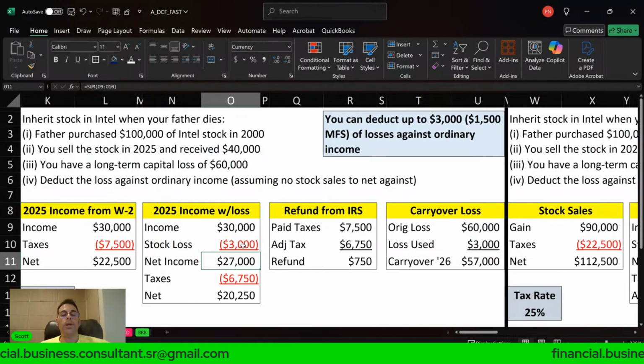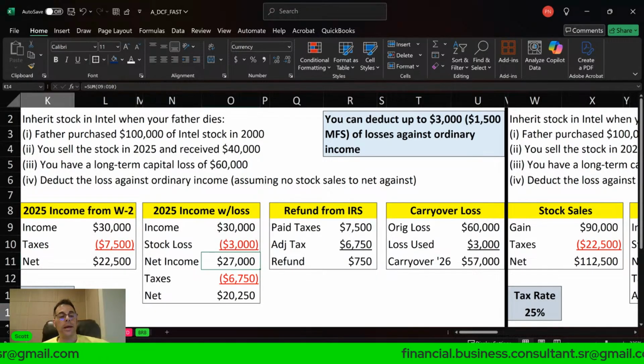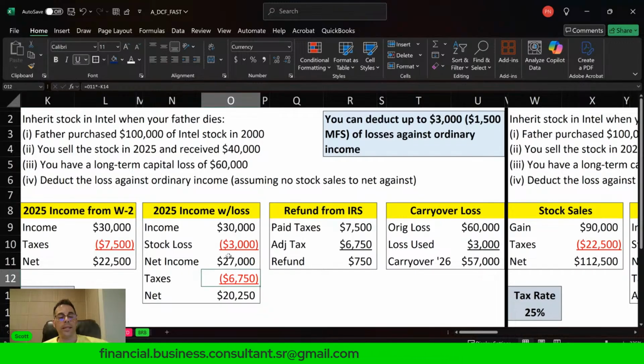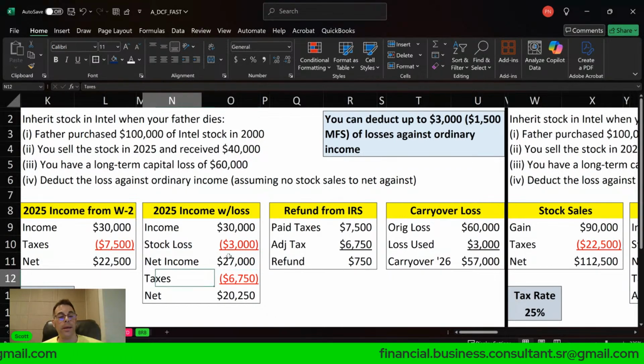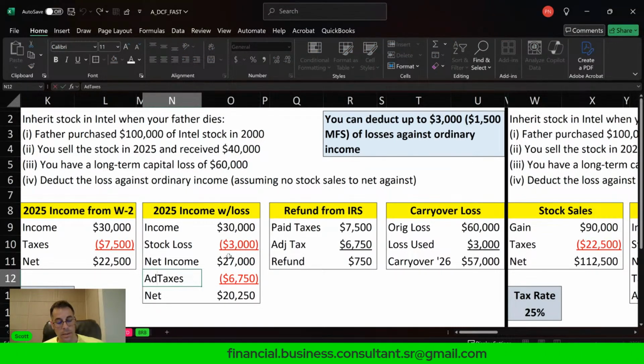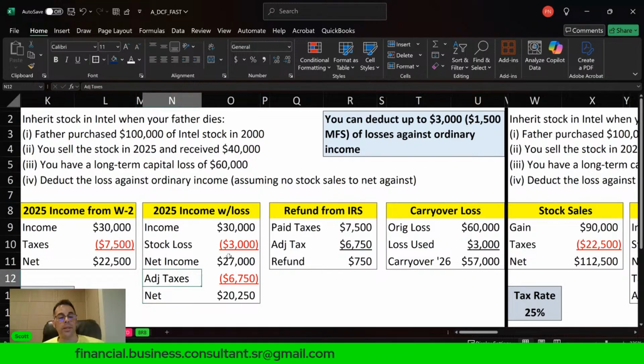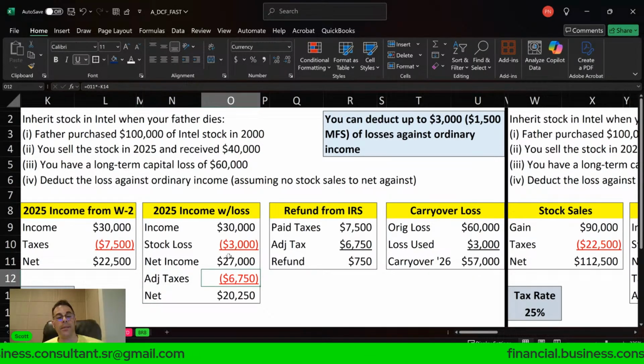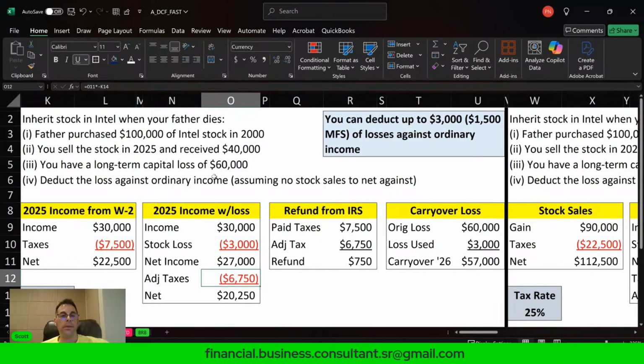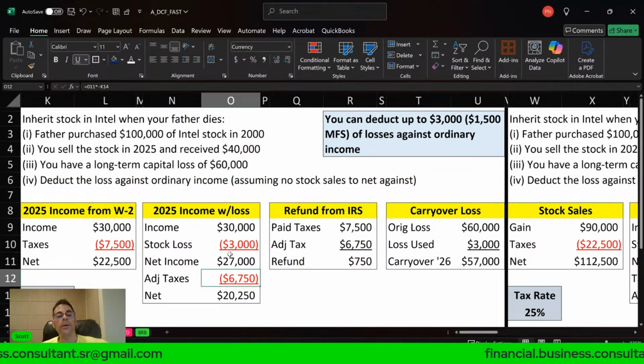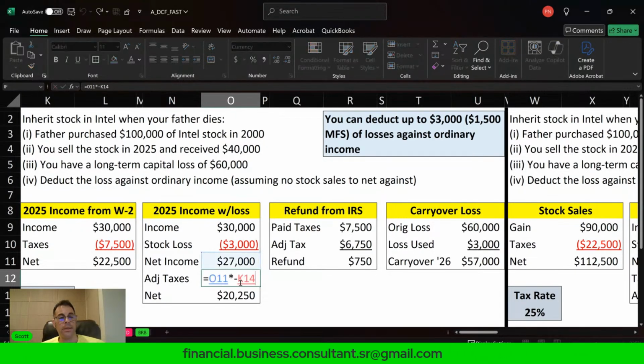So how much taxes do you pay on $27,000? Your tax rate is 25%. That's what I did here, 25%. So 25% of 27,000 is $6,750. So you should have paid, I'm gonna use the word adjusted, because these are your adjusted taxes. You should have paid $6,750 in taxes, but what did you actually pay? $7,500. But your company didn't know about this deduction, so they just taxed you on the entire $30,000. When your accountant does your taxes, he says you should have only paid $6,750 in taxes. That's your adjusted taxes.